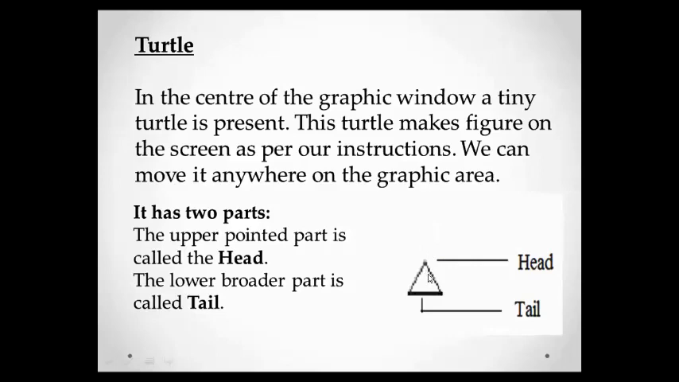It has got two parts. The upper pointed part is known as the head and the flat lower part is known as the tail of the turtle. Always remember that the tail of the turtle is basically holding the pen for you. It means the tail of the turtle will make the lines for you.